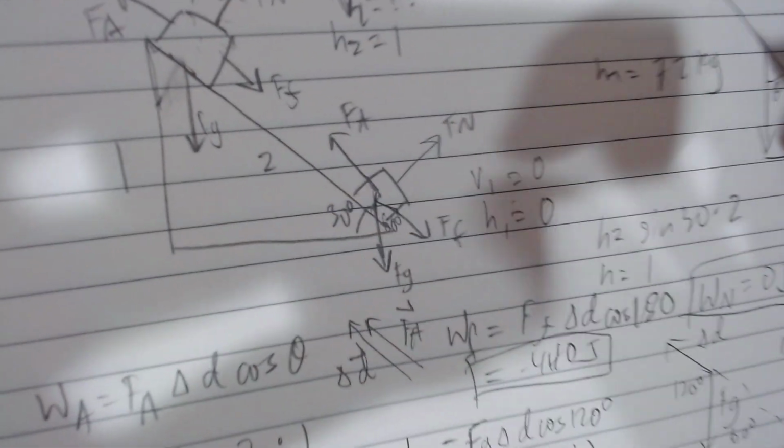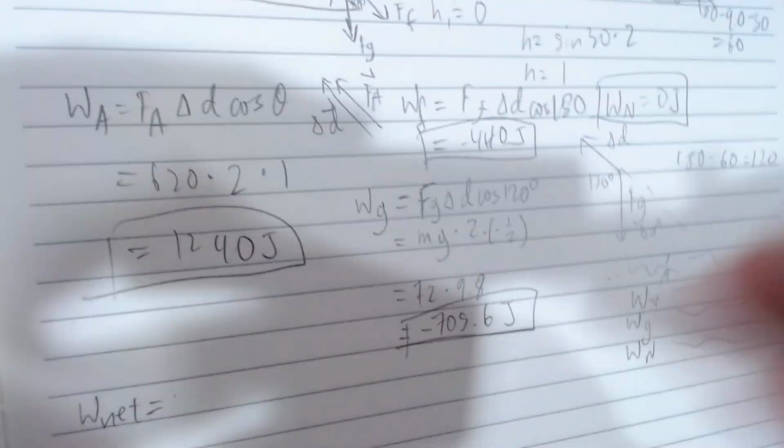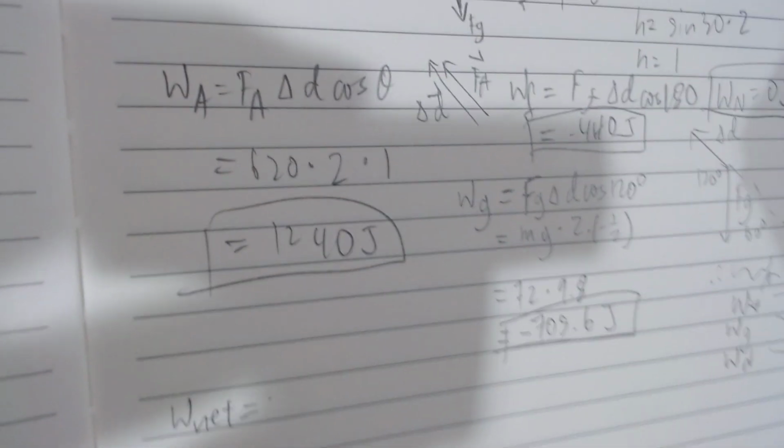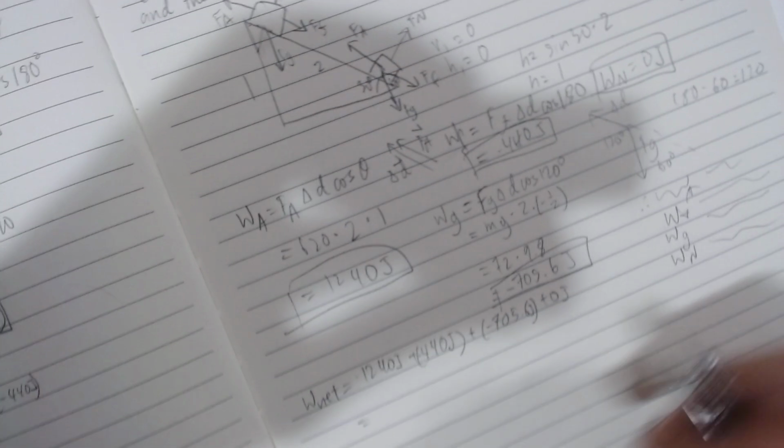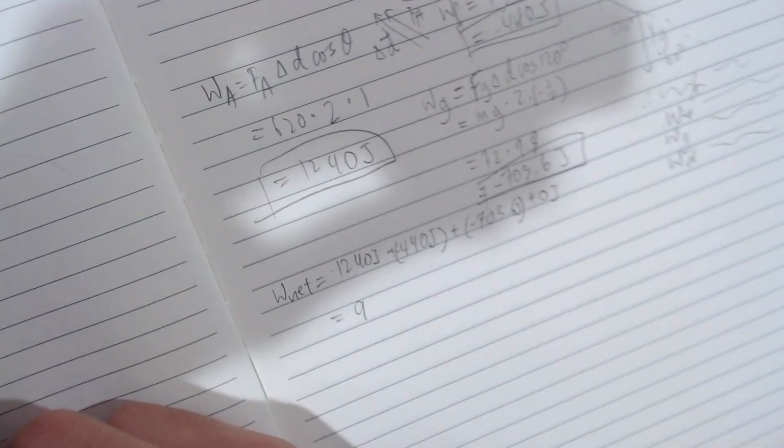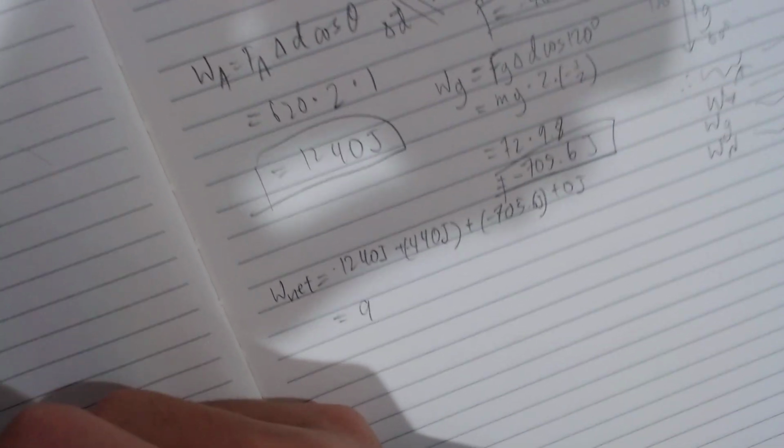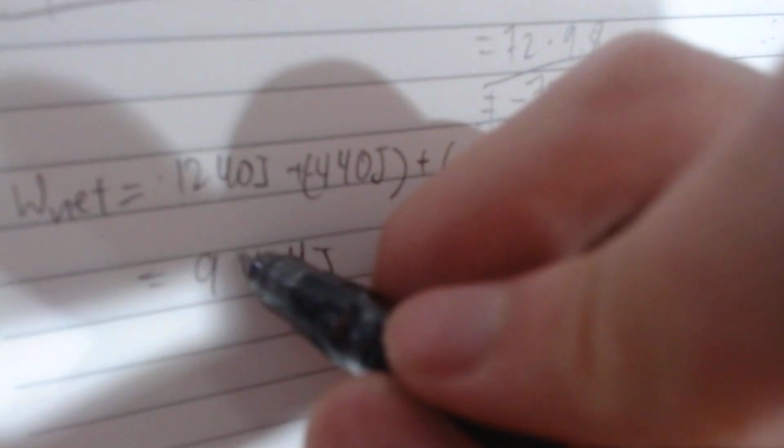If you don't know what to do, don't worry. If you have all these numbers, work of normal, work of friction, work of gravity, work of applied, what can you do? You can find work of net. You just add them together. So you should get this plus this, -440 joules, plus -705.6, plus 0 joules. And you should add these up. I actually want to do this in my brain this time. 94.4. How about that? 94.4 joules. So that's the work of net for the entire system.